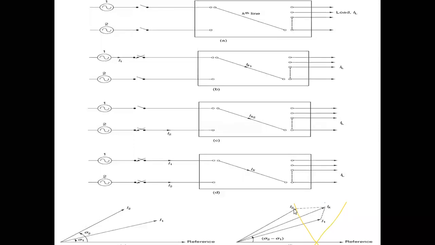So in order to find this Ik, it is not the algebraic summation of Ik1 and Ik2. It is the vector summation of Ik1 and Ik2. Why are we saying vector summation? Because I1 and I2 do not have the same phasor angle. I1 is present at an angle of sigma 1, whereas I2 is present at an angle of sigma 2. So that's why we can say Ik is the vector summation of Ik1 and Ik2.